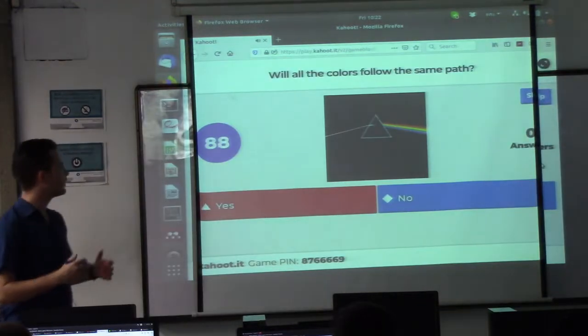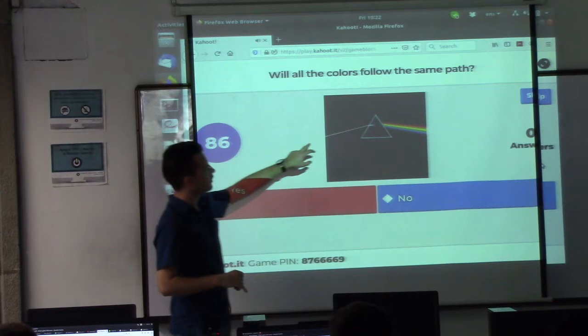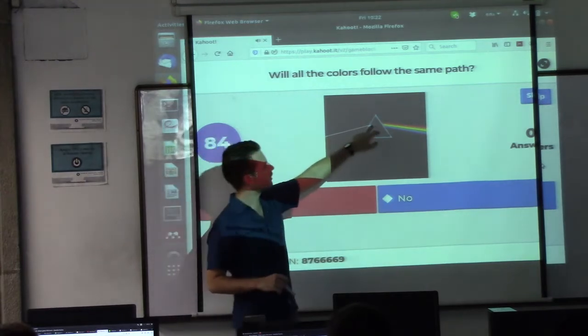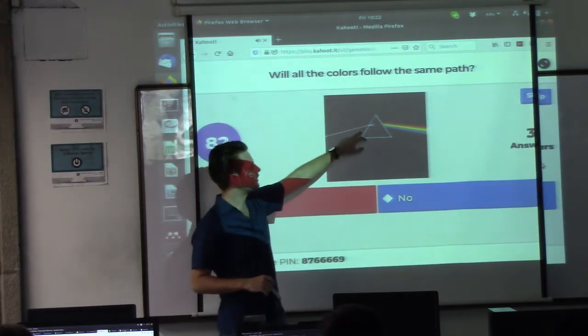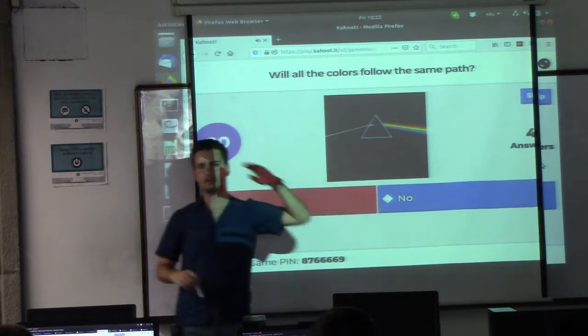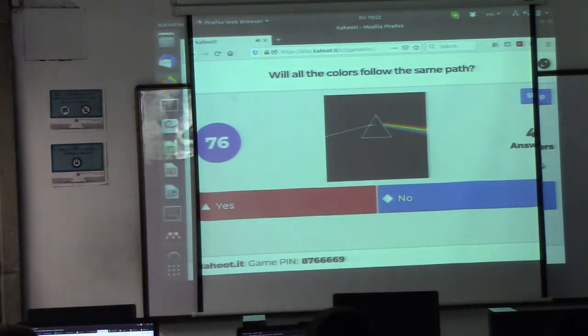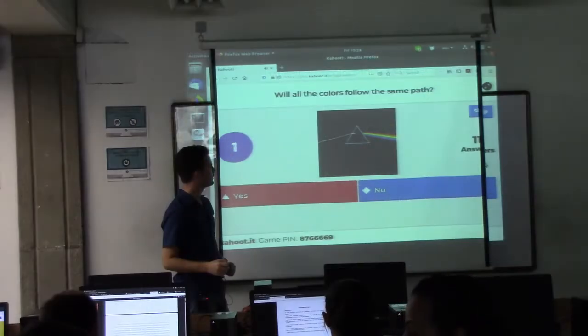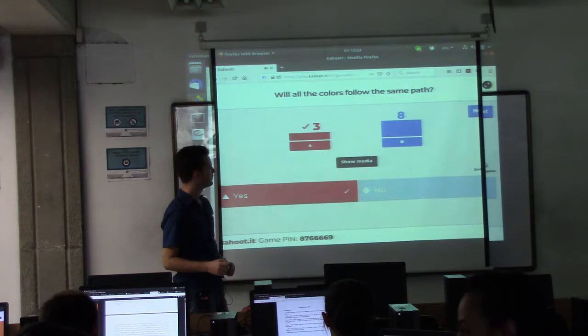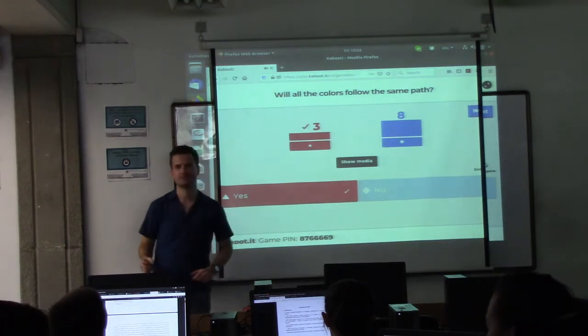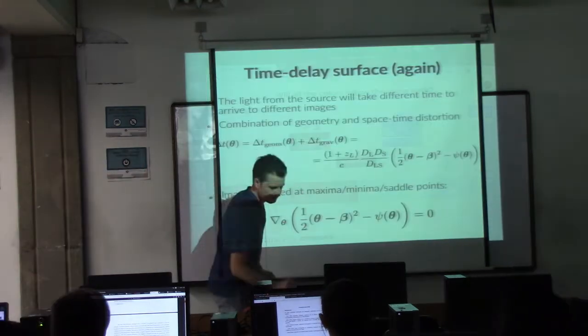Think of it this way. In optical lenses, or in any optical elements, if you have white light coming in, due to different refractive index, you will get different paths for rays of different color. Is the same thing going to happen in gravitational lensing or not? Cool. Thank you.